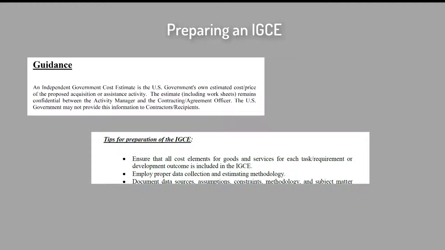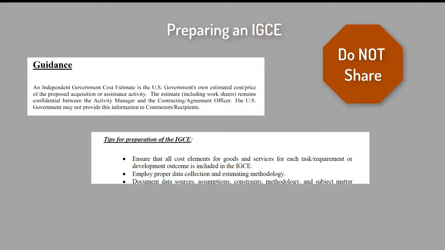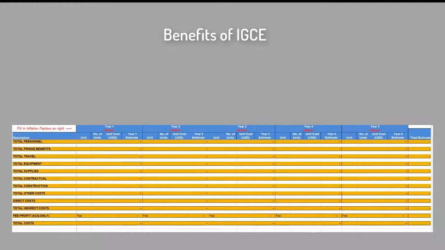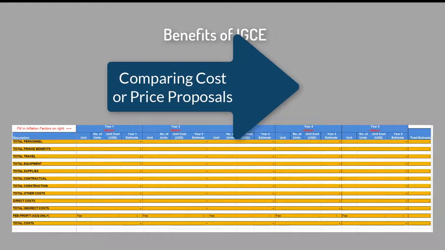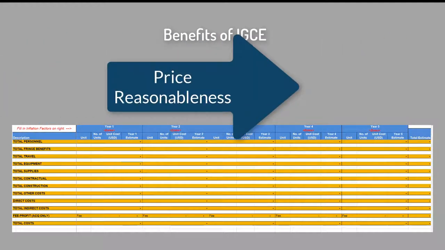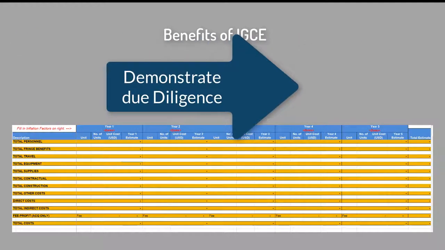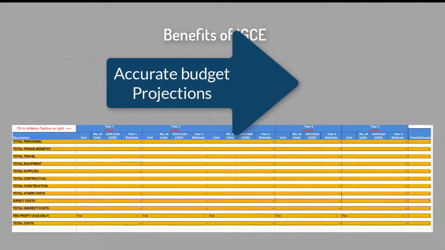As we stated earlier, an IGCE is the government's own estimated cost or price of the proposed acquisition or assistance activity. The government may not provide this information to contractors. A well-constructed and supported IGCE serves as the basis for budgeting and reserving funds for future requirements. It provides a baseline for comparing costs or prices proposed by offerors. It is an objective basis for determining price reasonableness in cases in which only one offeror responds to a solicitation. IGCEs demonstrate that due diligence was executed to reasonably estimate the cost of performance. Finally, a comprehensive IGCE leads to more accurate projections of the government's budget requirements for its program.